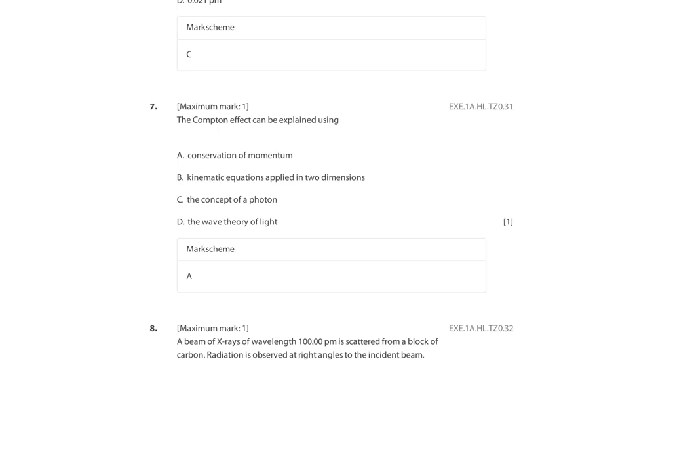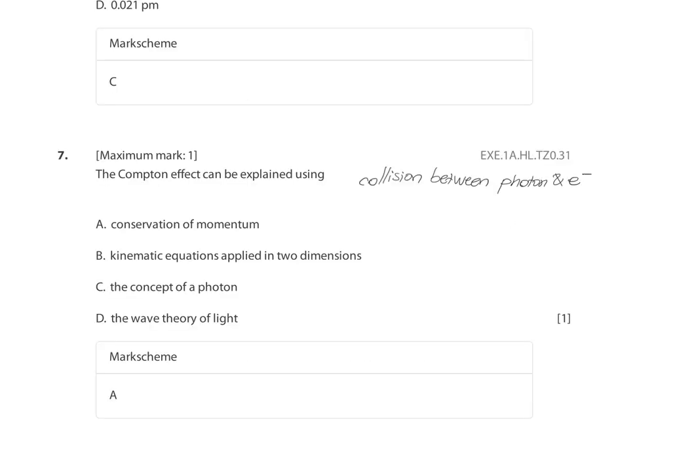So 7 is an interesting question. It's talking about the Compton effect. Of course, the Compton effect is when a photon collides with an electron and transfers some energy and momentum to that electron. So it's like, well, if it's a collision, couldn't the kinematics equations be used? But the kinematics equations ignore the quantum energy of a particle, and the fact that the energy of the photon is hc over lambda, which does not lend itself to classical physics.